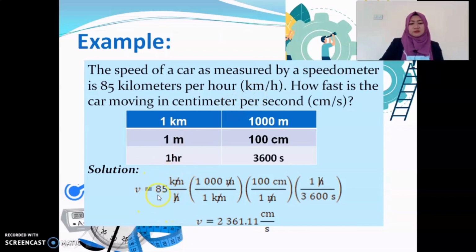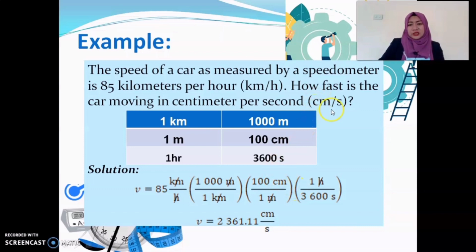So the velocity of the car is equal to 85 kilometers per hour. That is given. We will convert kilometers into meters first, so you multiply that by 1 kilometer times 1,000 meters. Kilometer over kilometer is equal to 1, so we can cancel this out, and we'll have meters per hour left. Then we will convert meters into centimeters, and we know that 1 meter is equal to 100 centimeters. So the unit left is centimeters per hour.